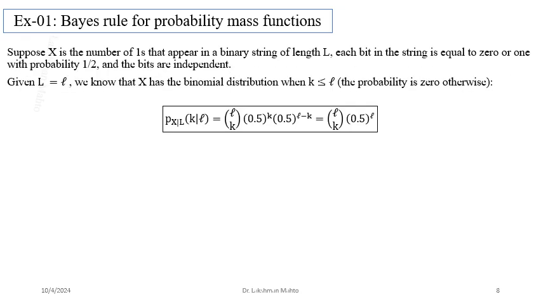Okay, so one question is like this. Suppose we have a random variable x that counts the number of ones in a binary string of length L. Do you know what a binary string is? It is a sequence of digits. Everyone might be aware of a string. If you say it is binary, that means it is made from 0 and 1. 0 comes, then 1 comes, then 1 comes. I don't know which one will come, but either 0 or 1 will come. That is binary.